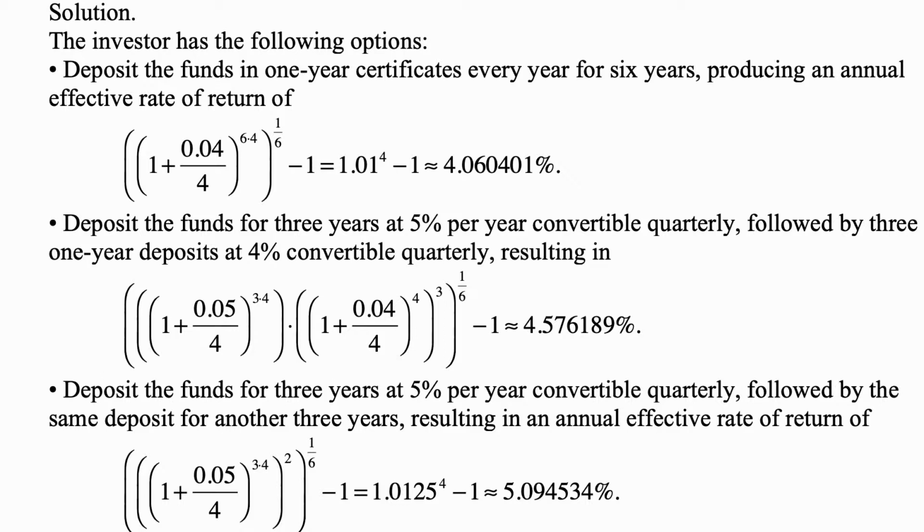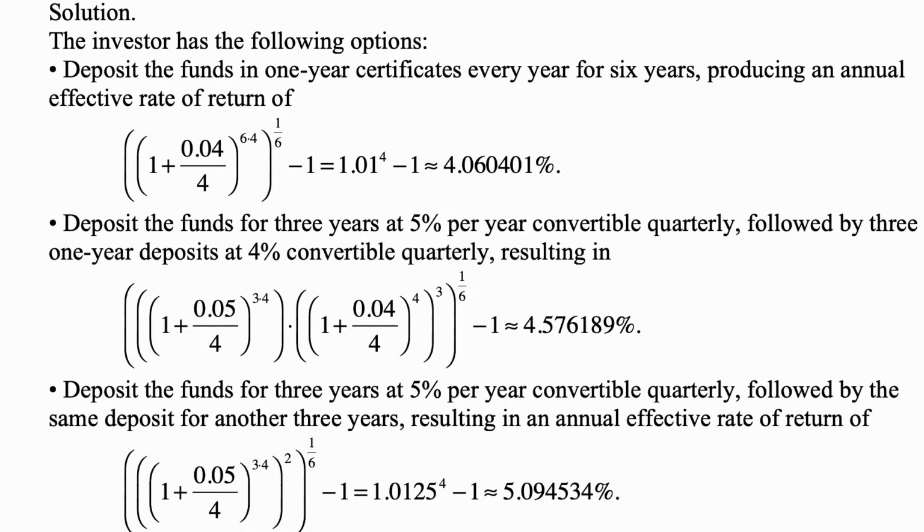That's the same as 1.01 to the 4th minus 1, and that's approximately 4.060401%. It's the same as the annual effective interest rate corresponding to 4% nominal annual rate compounded quarterly, of course, because it's the same interest rate in every year.